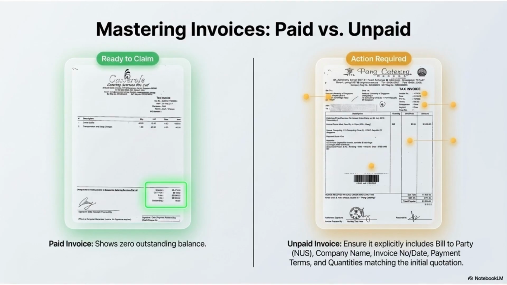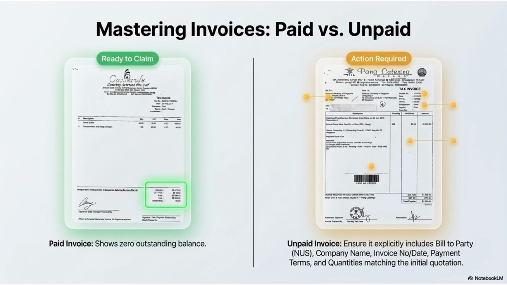You're dealing with invoices. So it's absolutely crucial to understand the difference between paid and unpaid invoices. A paid invoice is beautifully simple. It explicitly shows a zero outstanding balance, meaning it's totally ready to claim. But an unpaid invoice, that demands absolute precision.